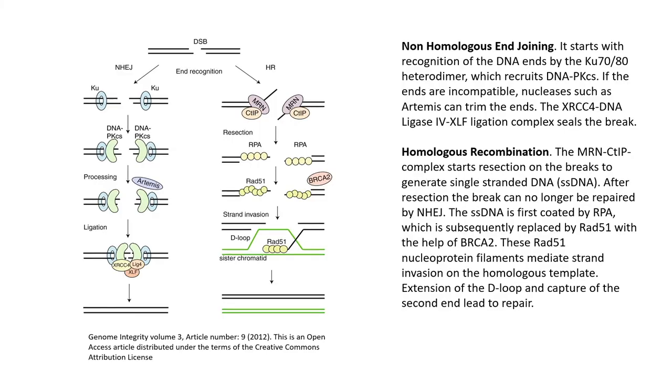In homologous recombination, the MRN-CtIP complex starts resection on the breaks to generate single-stranded DNA. After resection of the breaks, it can no longer be repaired by NHEJ, and it has to follow the HR pathway. The ssDNA is first coated by RPA, which is subsequently replaced by Rad51 with the help of BRCA2. These Rad51 nucleoprotein filaments mediate strand invasion on the homologous template. Extension of the D loop and the capture of the second end will lead to repair.